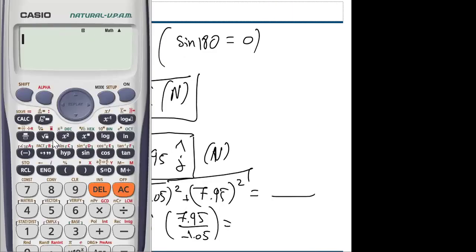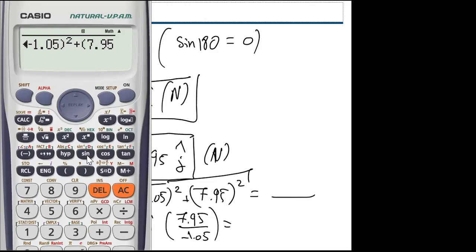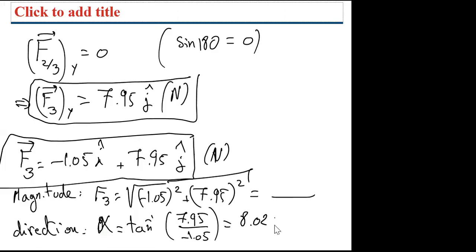For the magnitude, we said it's the square root of minus 1.05 squared, that means the minus no need to write it, plus 7.95 squared. So it will be 8.02. Good.